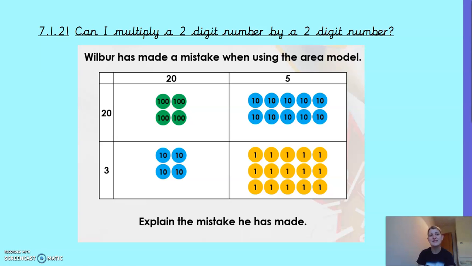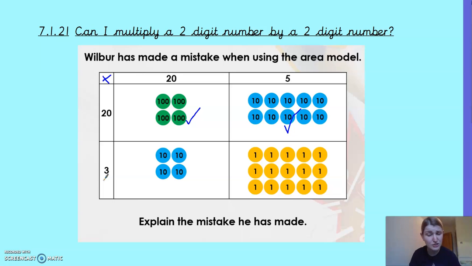Right. Okay. So we've got a mistake here. Wilbur's made a mistake when using the area model. So he's used the place value counters. So if we look in here, remember we're multiplying. If I put a times here to remind us, we've got 20 times 20. I know 20 times 2 would be 40, 10 times bigger, 400. So this bit is correct here. We've got 20 times 5, which would be 100. Yep, that bit's fine.